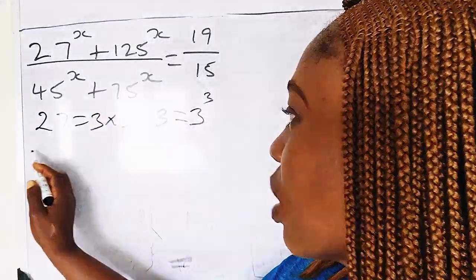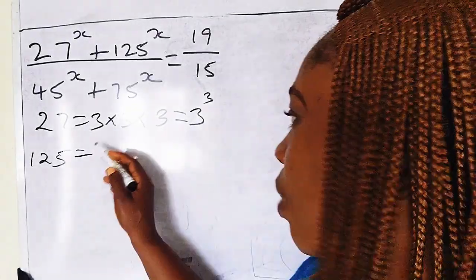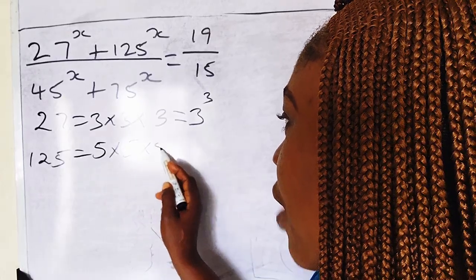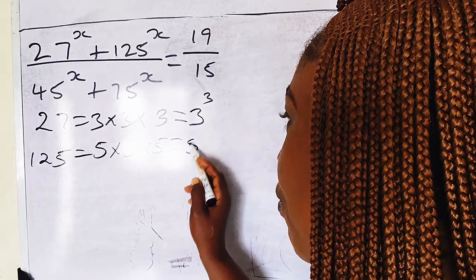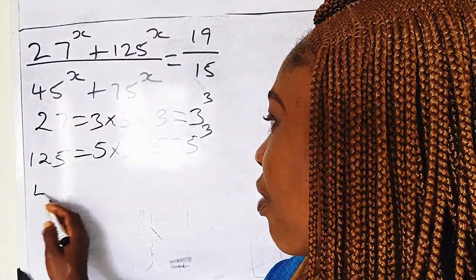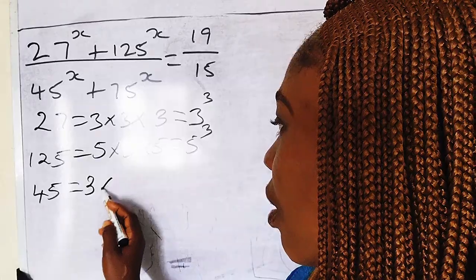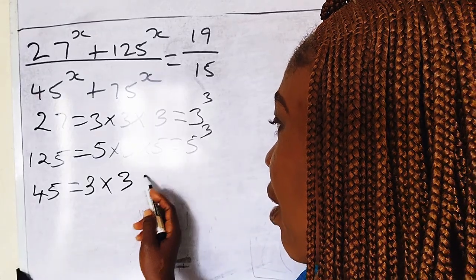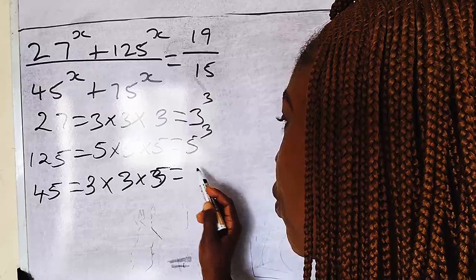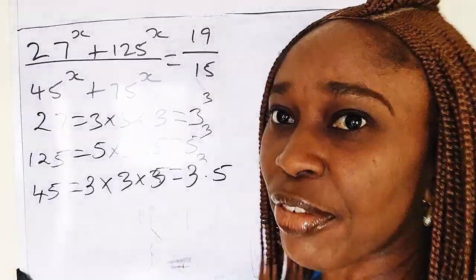Then we have 125. 125 is equal to 5 times 5, 25, times 5, 125, and that is 5 raised to power 3. We have 45. 45 is equal to 3 times 3, 9, and times 5, 9 times 5, which is 45. So we have 3 power 2 times 5.